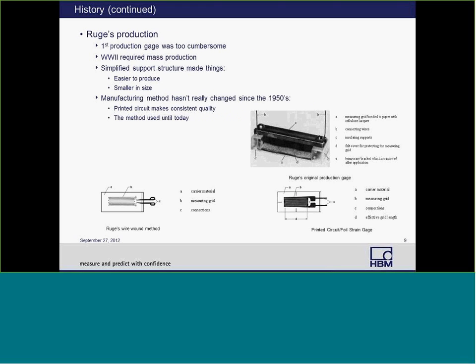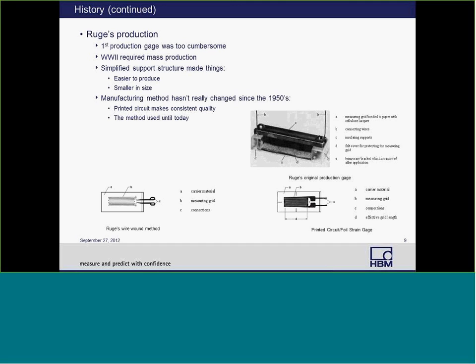Ruge's production strain gauge was at first too cumbersome. World War II was just about to start, and manufacturers of aircraft, tanks, and other military vehicles required mass production. So he came up with a simplified support structure, and this allowed the strain gauge to become easier to produce and smaller in size. Since the 1950s, the method of using the printed circuit makes the quality of the strain gauge consistent, and this method is used today.